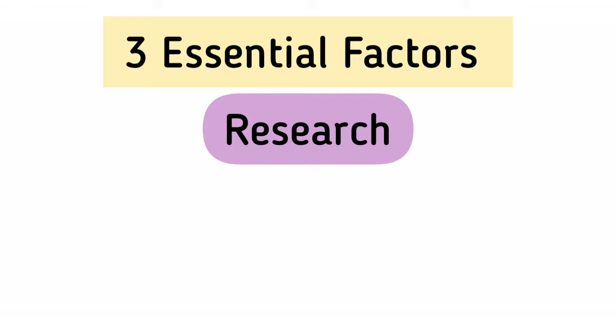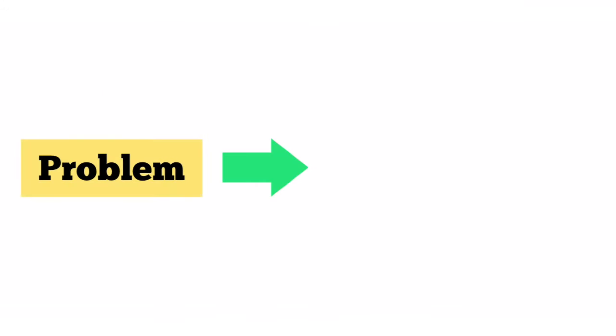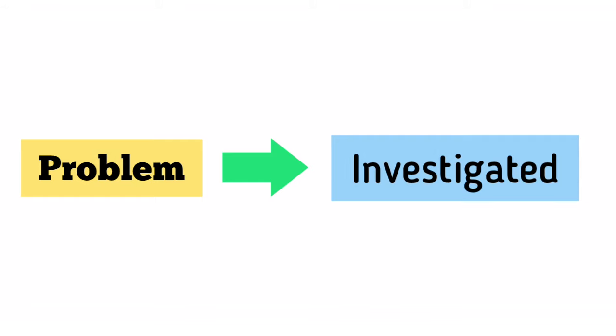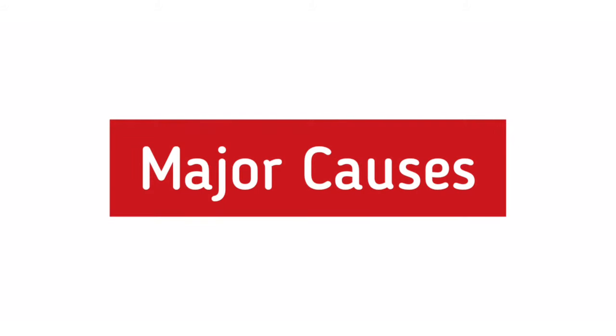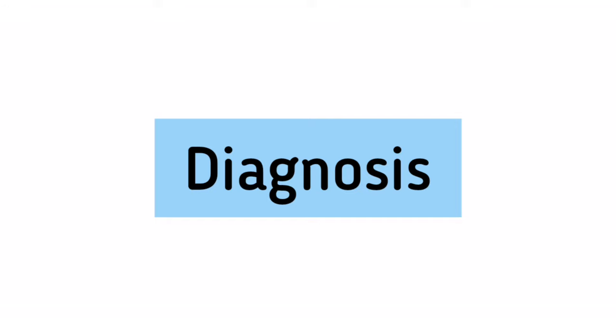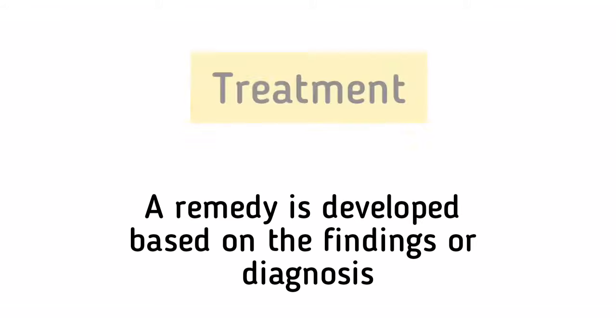These are the stages of research, diagnosis, and treatment. The problem must first be investigated. To do so, we'll need to gather information on the problem. We must determine the major causes based on the information gathered. This is referred to as diagnosis. A remedy is developed based on the findings, or diagnosis, and is referred to as treatment.